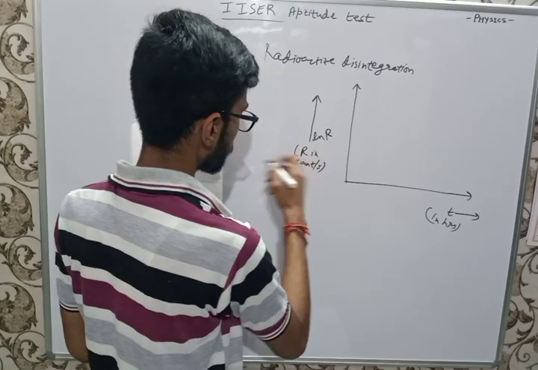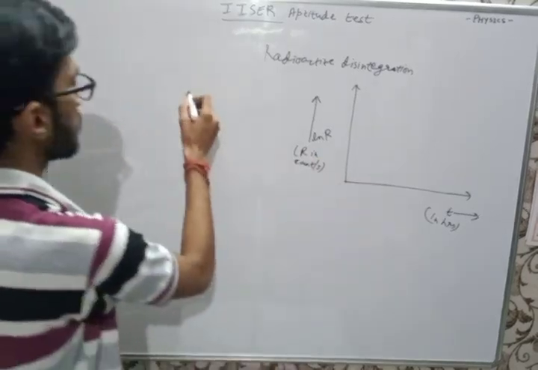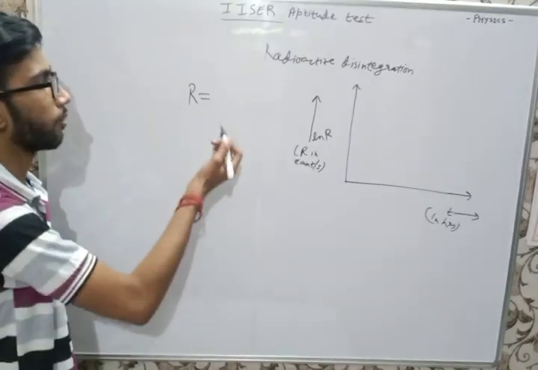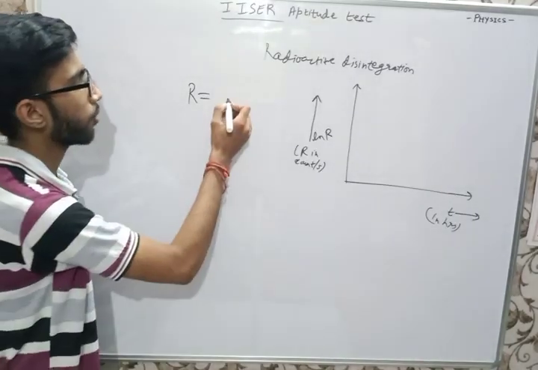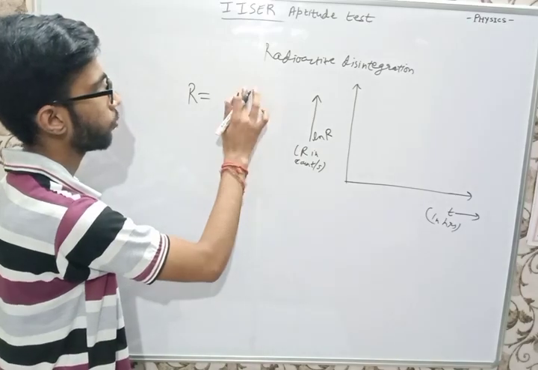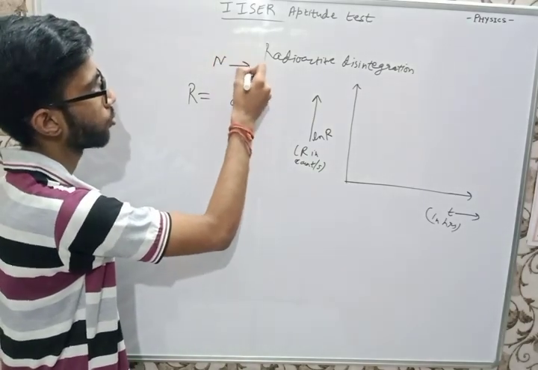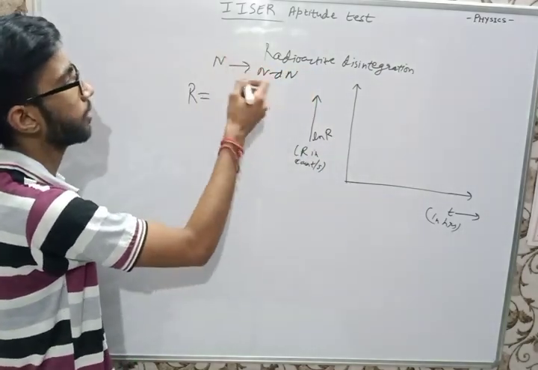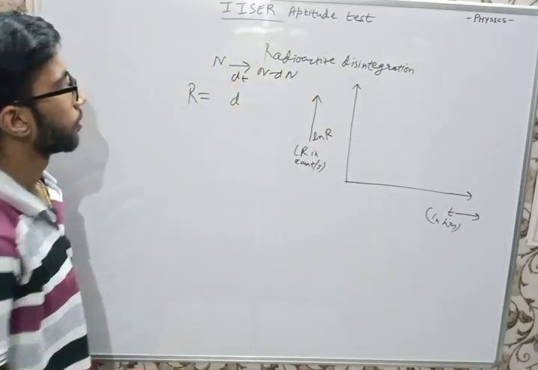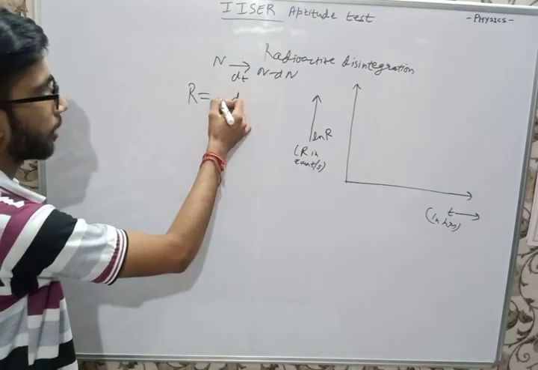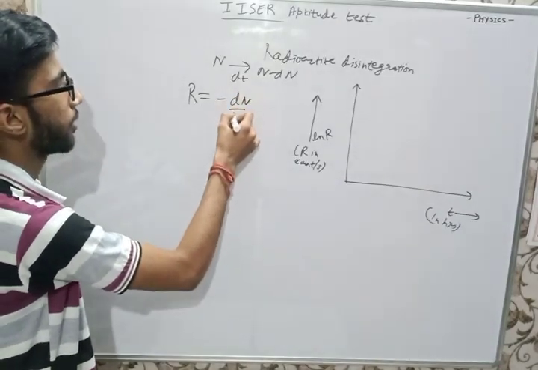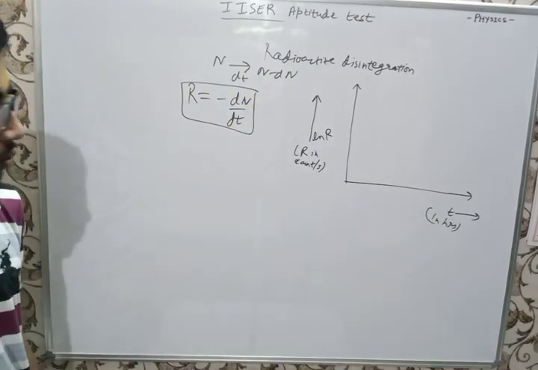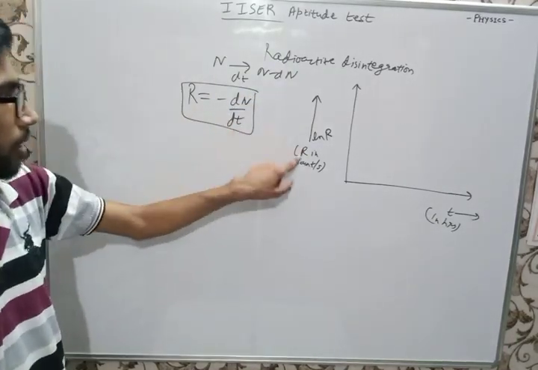Okay. R is basically the number of disintegrations per second, or per unit time. So if you have n nuclei and it has reduced to n minus dn in time dt, the change is negative dn over dt. It is defined as the radioactivity, or simply activity. Okay, it is the activity.